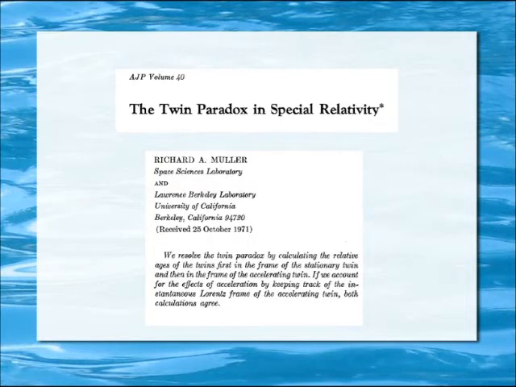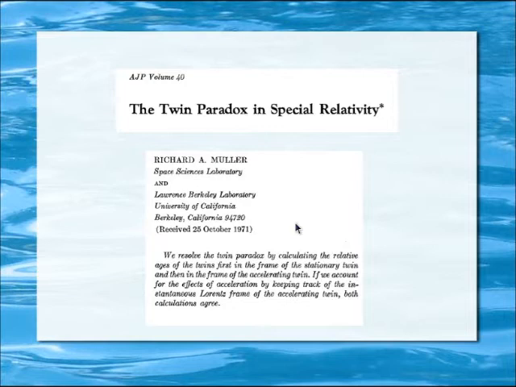Hello. In this video I will start to explain the twin paradox in Einstein's special theory of relativity. As I told you before, I will guide myself by Richard Miller's article published in 1971, which is unfortunately not freely available online. What I find interesting in this article is that he analyzes the twin paradox from the traveling twin's point of view, namely from a non-inertial system's point of view.